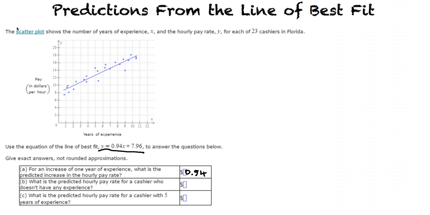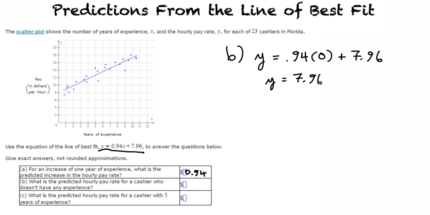Yes, so we will plug in 0 for X to get Y equals 0.94 times 0 plus 7.96. Therefore, Y equals 7.96, which means that the pay rate for someone who doesn't have any experience yet is $7.96 per hour.